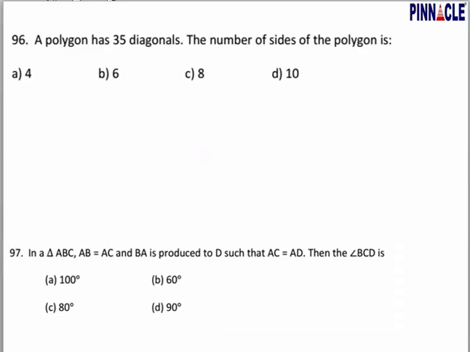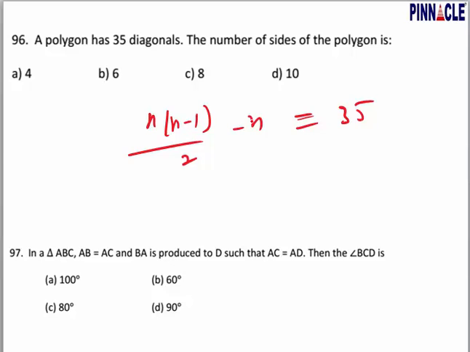Now question number 96. A polygon has 35 diagonals. Number of sides of the polygon would be? Now, what is the formula? n(n minus 3) divided by 2. You can also write by opening this bracket, you will find a different formula, but here take only this, it will be more useful. 35 is equal to that. Now instead of calculating further, take the option route.